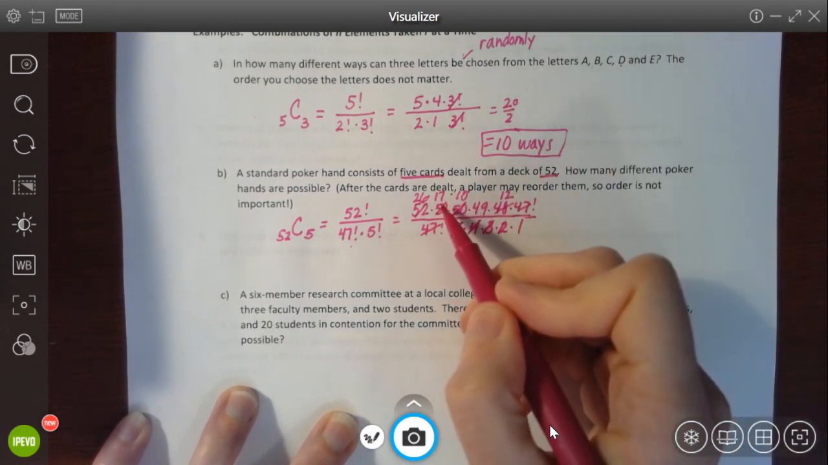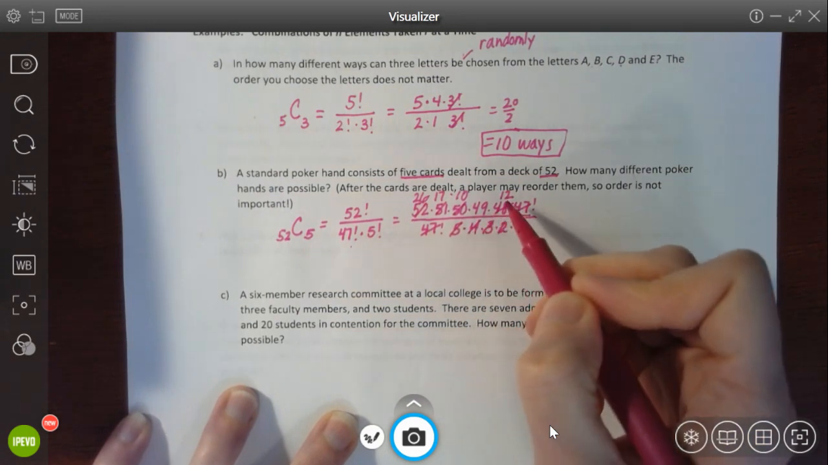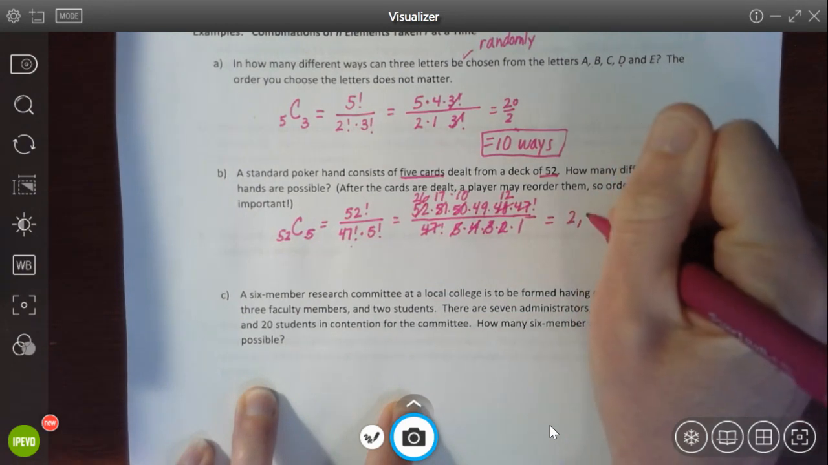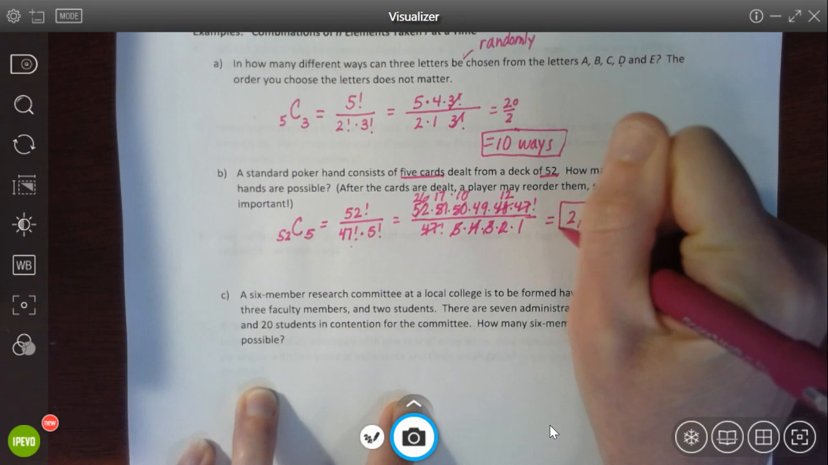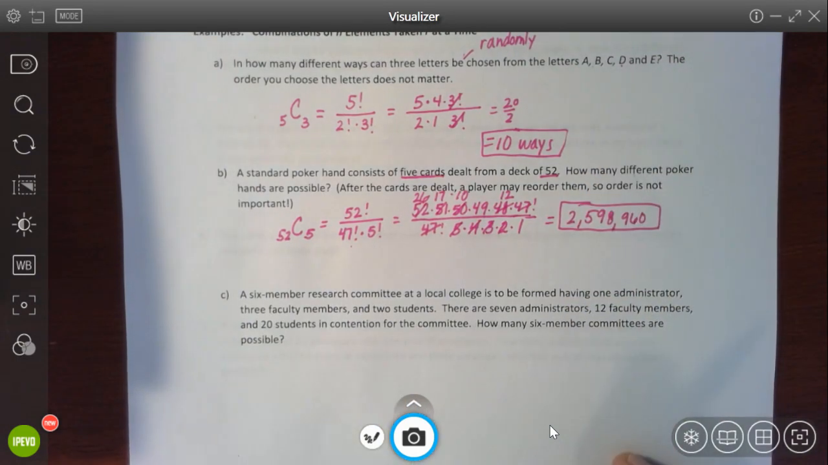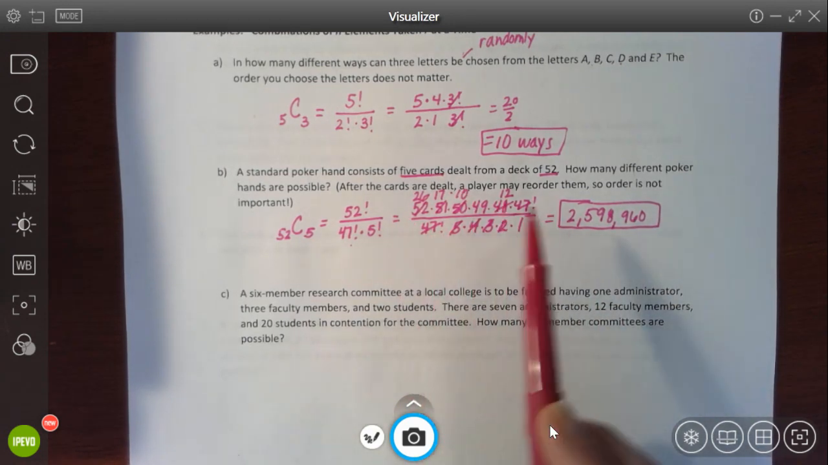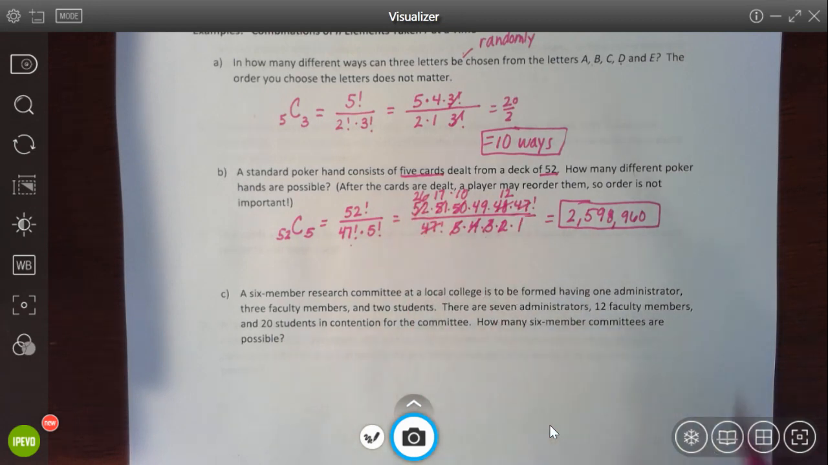So 26 times 17 times 10 times 49 times 12. All those remaining values would give me 2,598,960 different possible poker hands that could be dealt. Again, if you don't want to have to simplify like that, you could always just multiply straight across, and divide. You will get the same answer.